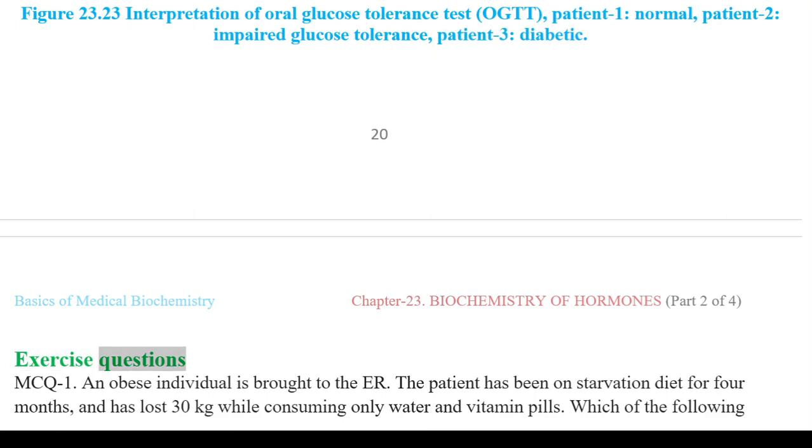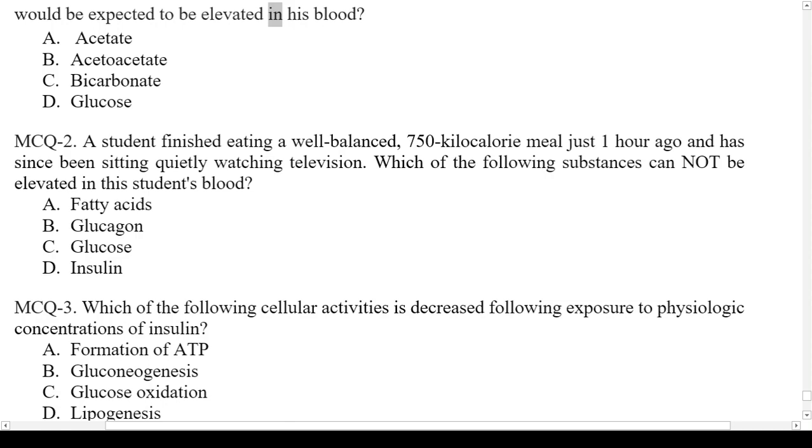Exercise questions. MCQ 1. An obese individual is brought to the ER. The patient has been on a starvation diet for 4 months, and has lost 30 kilograms while consuming only water and vitamin pills. Which of the following would be expected to be elevated in his blood? Acetate, acetoacetate, bicarbonate, glucose.